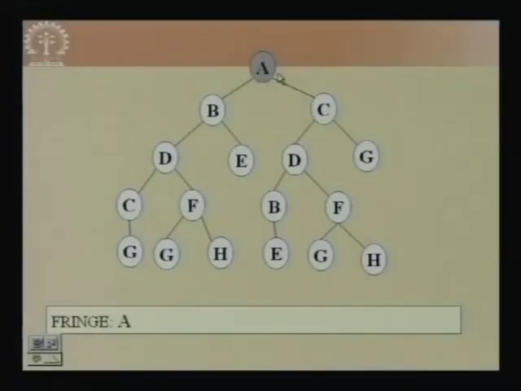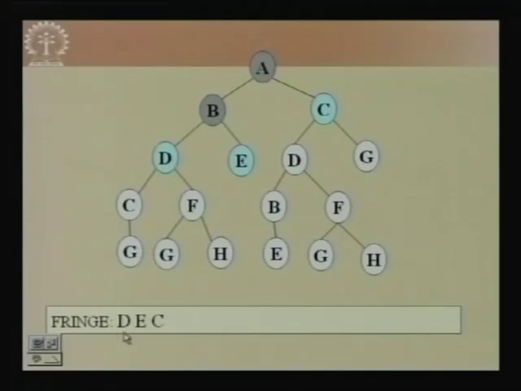Now, let us use the same search tree that we analyzed earlier and trace depth first search through this search tree. Initially, the fringe will contain the node A. In the next step, A will be removed from the fringe and its successors B and C will be generated and put in the beginning of the fringe. Now, B will be removed from the fringe and its successors D and E will be put in the beginning of the fringe.